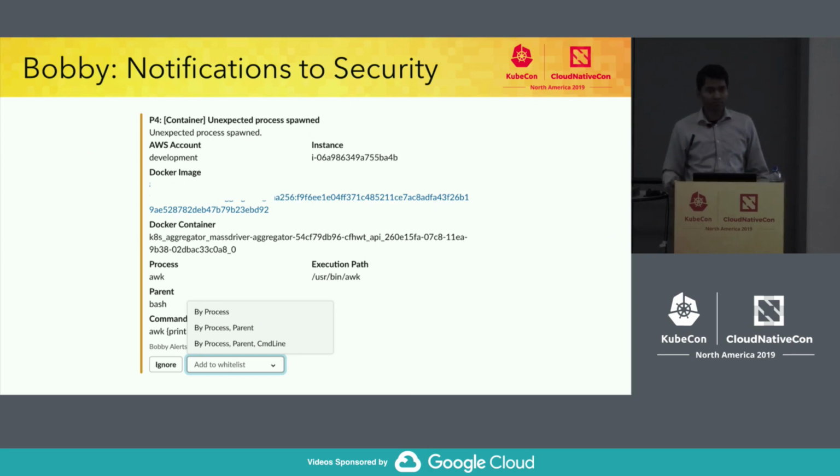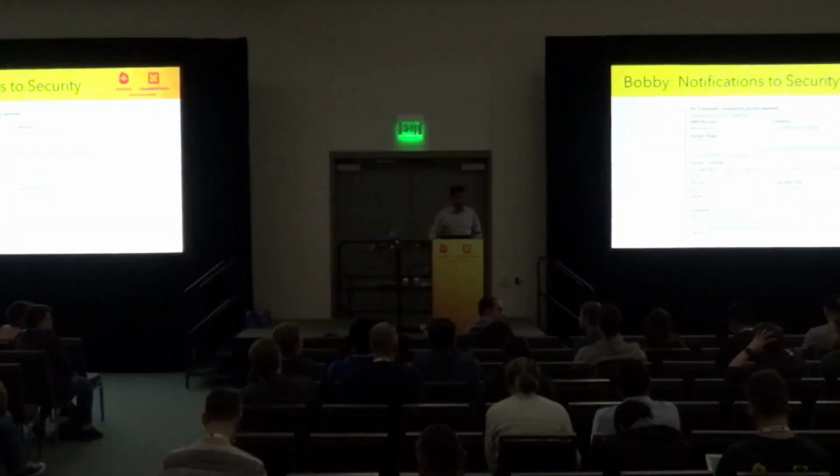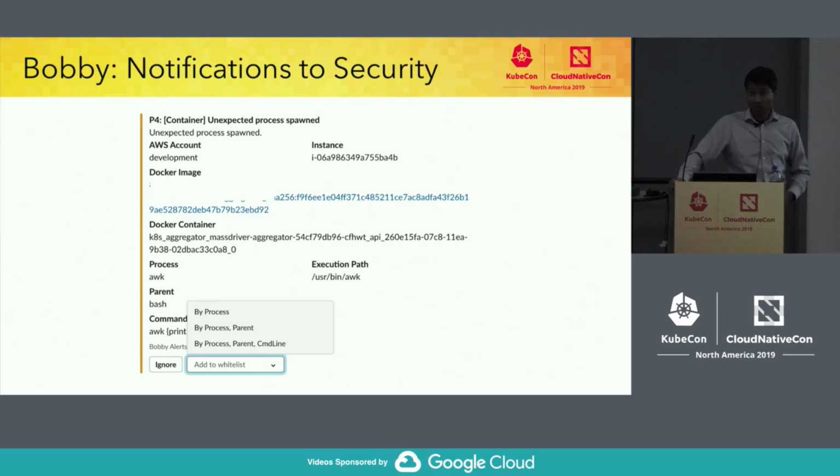Two questions. How far left can you push that whitelist? For example, can it live in the Falco rule file? Is that appropriate? Or? So by design, it lives with the Falco agent.